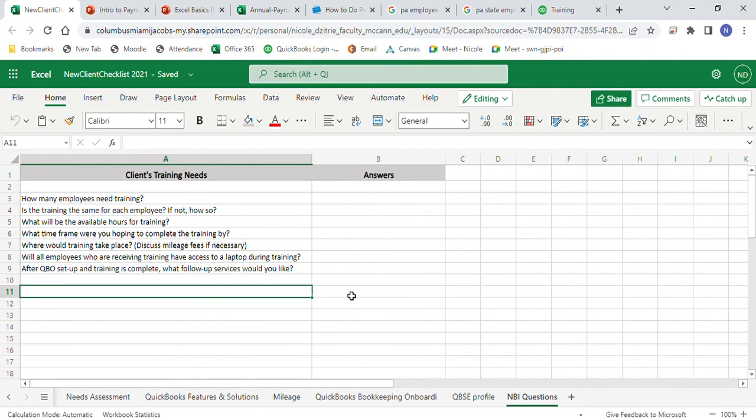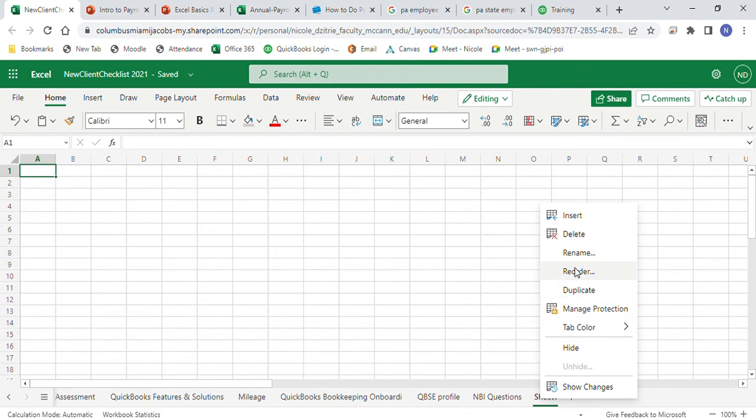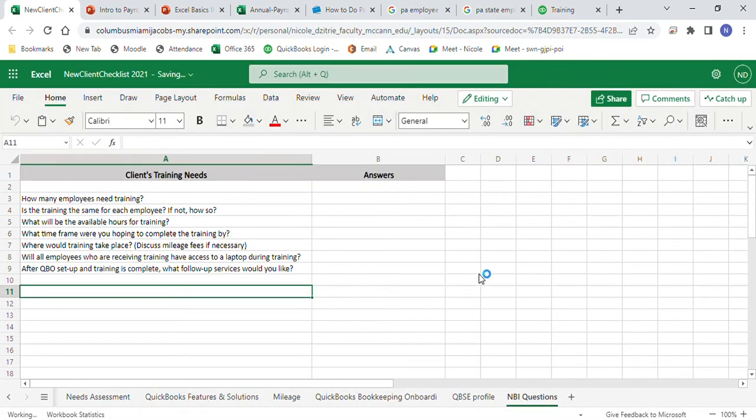I didn't really want to show exactly what I have set up because I don't want to share all my secrets. But you can add as many as you like: you just come over here and add a new one, then right click and rename it, and put it however you would want. I'm going to delete that. So this is a great template for anybody, even if you're not a QBO advisor. This is a great template for anybody to use in Excel. Excel has so much to offer in business.